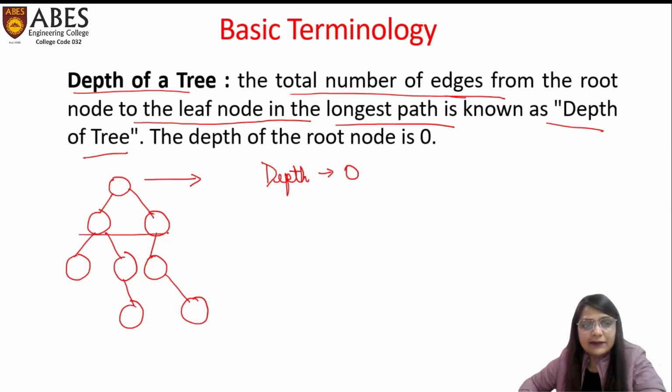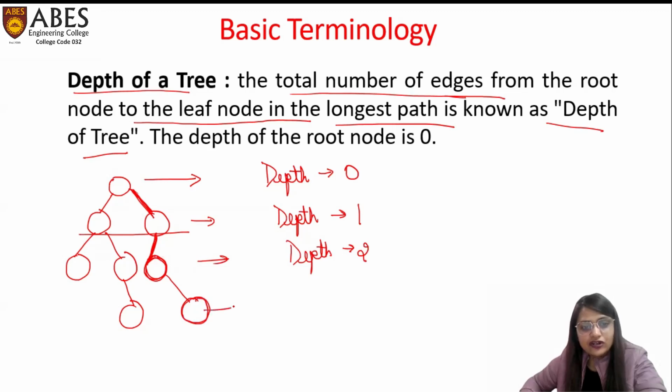For calculating the depth of these nodes, it will be depth 1, as we have to traverse only one edge to reach from this node to this node. That's why we have mentioned depth as 1. To reach this node, the depth will be 2. It means the total number of edges from the root node to that particular node. It will be depth 2.